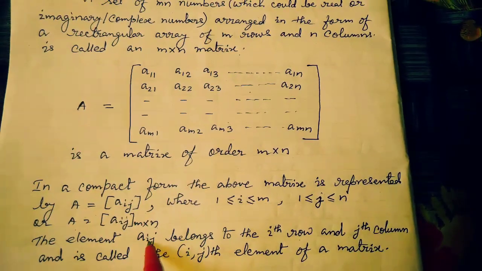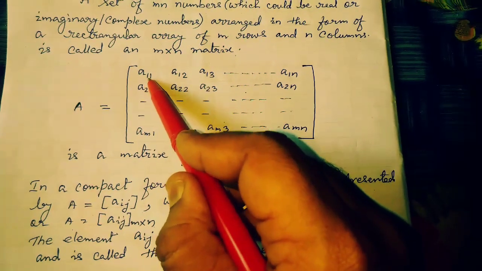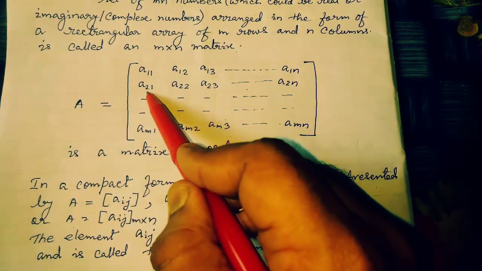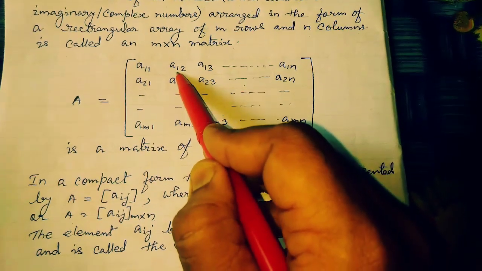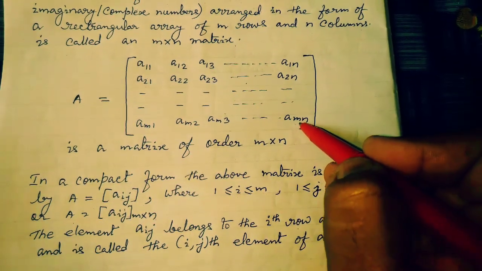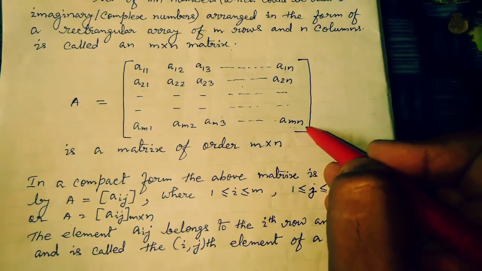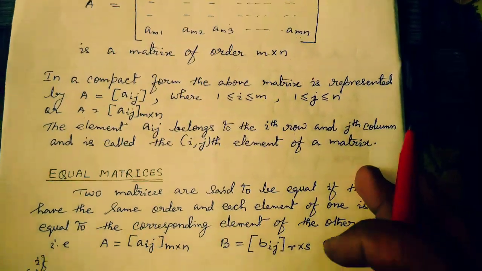That means, like what I have written here, A11 means the first row and first column. This means second row and first column. This A12 means the first row and the second column. Similarly, if you see this one here, this is the mth row and nth column. Clear, student? Now we'll come to the next part, the equal matrices.